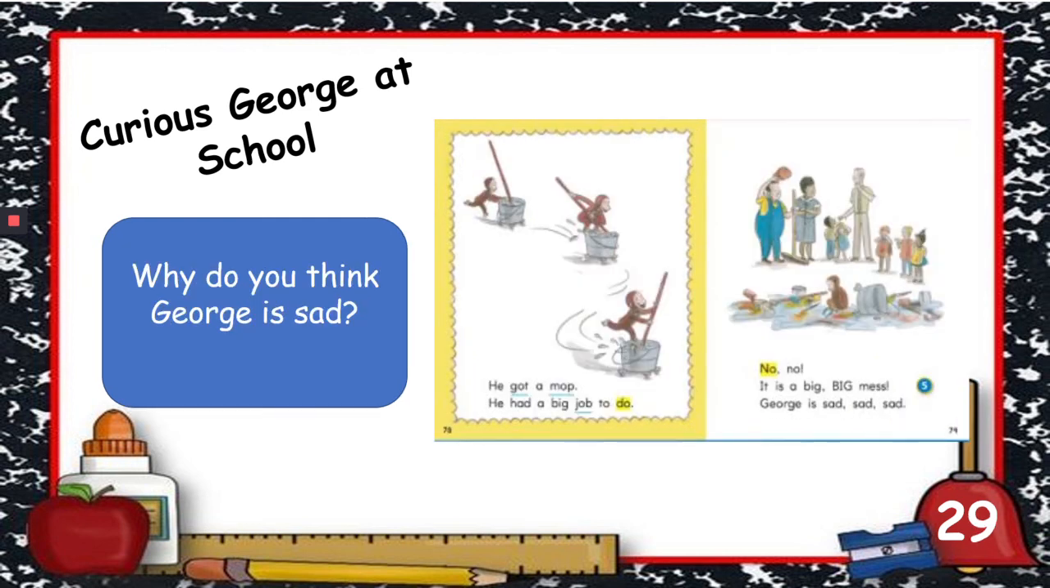He got a mop. He had a big job to do. No, no, it is a big, big mess. George is sad, sad, sad.